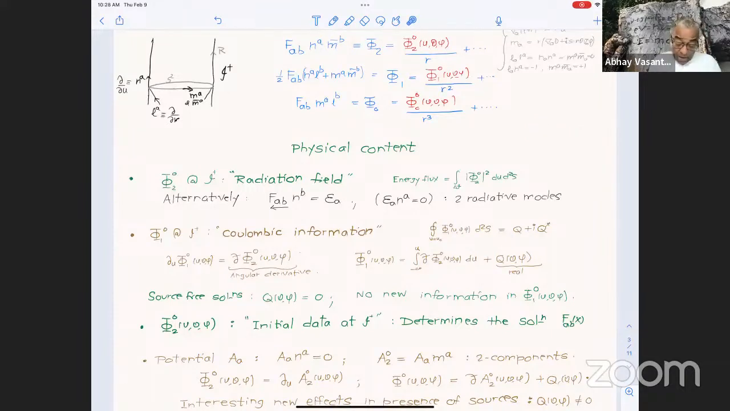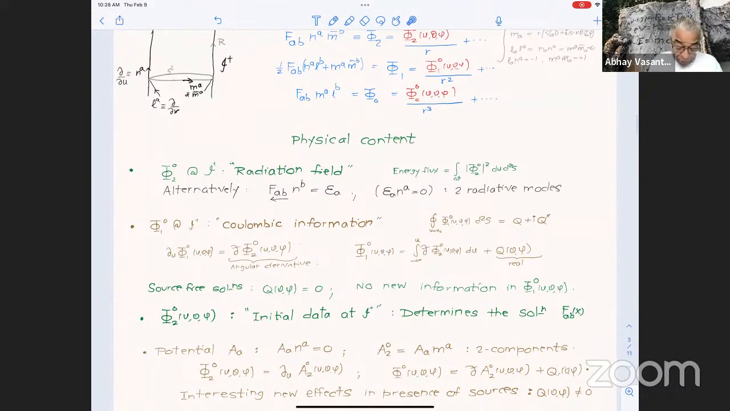And so for the source-free solutions, if the solution happens to be source-free, as we're considering, not only is the charge zero, but because the source-free solution has no sources, the electric and magnetic charges also vanish. In fact, the whole Q, the total charge, is equal to zero.